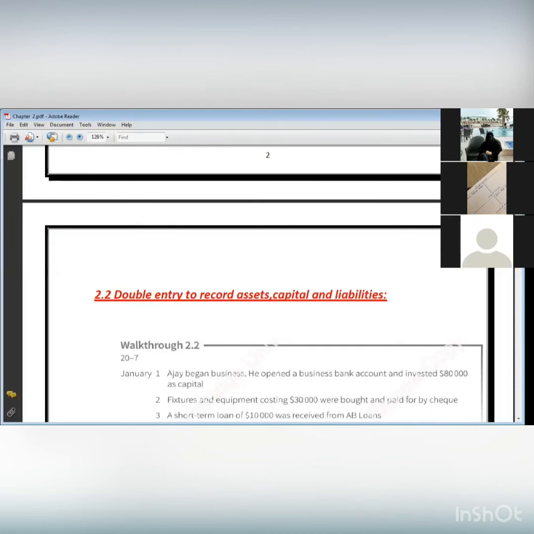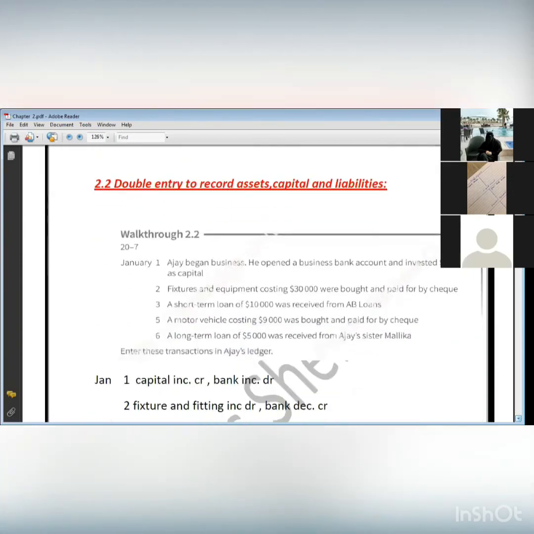Okay? Assets themselves could be two things, debit or credit, according to the case. If it increases, it will be debit. If it decreases, it will be credit. So here in this case, I will open an account for furniture and bank. Okay? We said that furniture, fixture, and equipment will increase. So it will be debit. So I will write here.